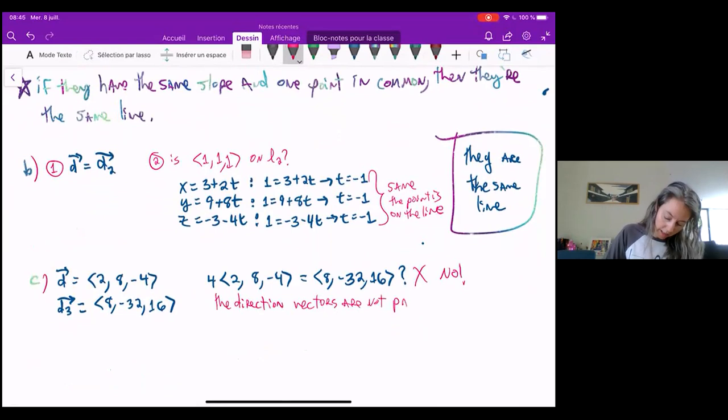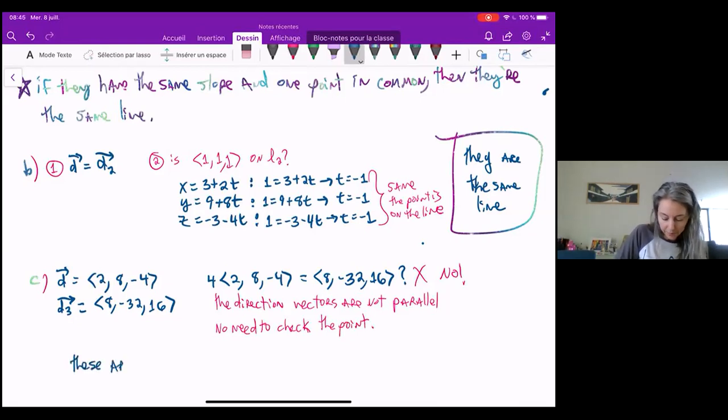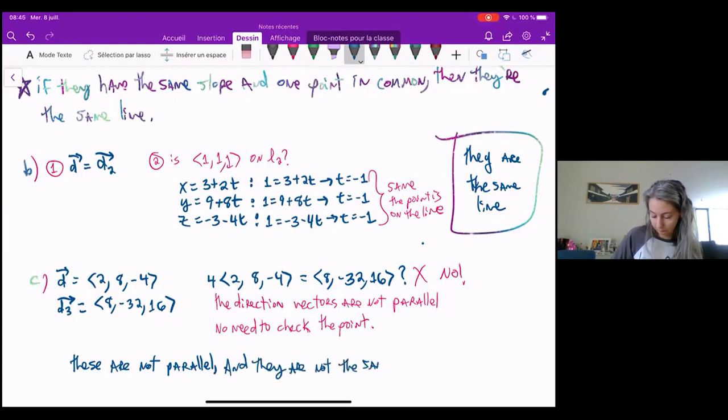Not parallel. No need to check the point. These are not parallel and they are not the same line. And that's my final answer here.